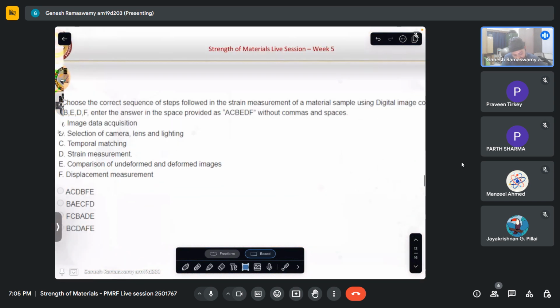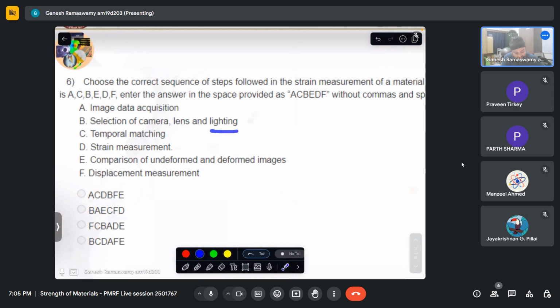Okay. Temporal matching. Temporal is just a fancy word for time varying matching. With varying time, we match something is temporal matching. Spatial, temporal. There are only two types of coordinates. One is a spatial coordinate, one is a time coordinate. All our problems are confined within these only. So this is just a temporal variation, time variation. Then strain measurement, comparison of the deformed and undeformed images, and displacement measurement.